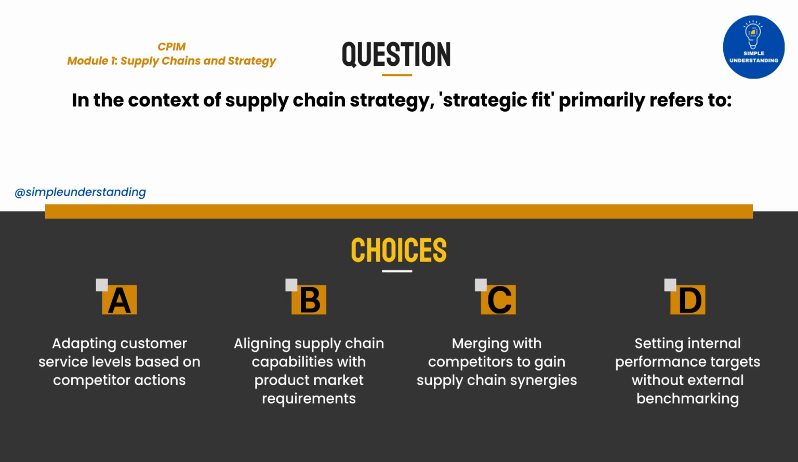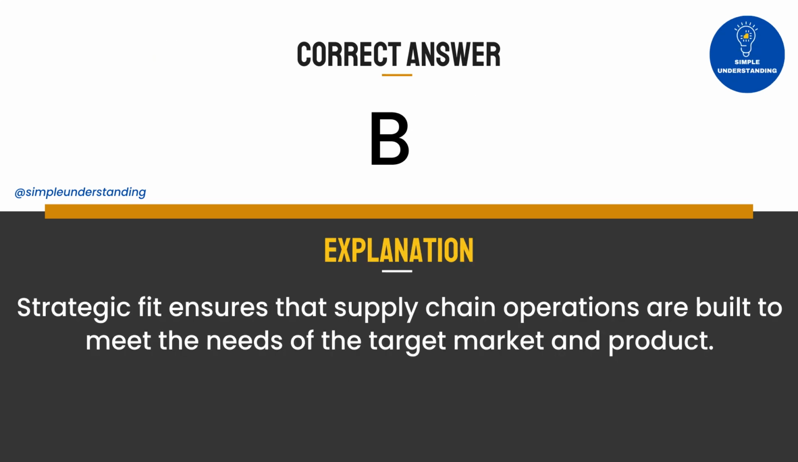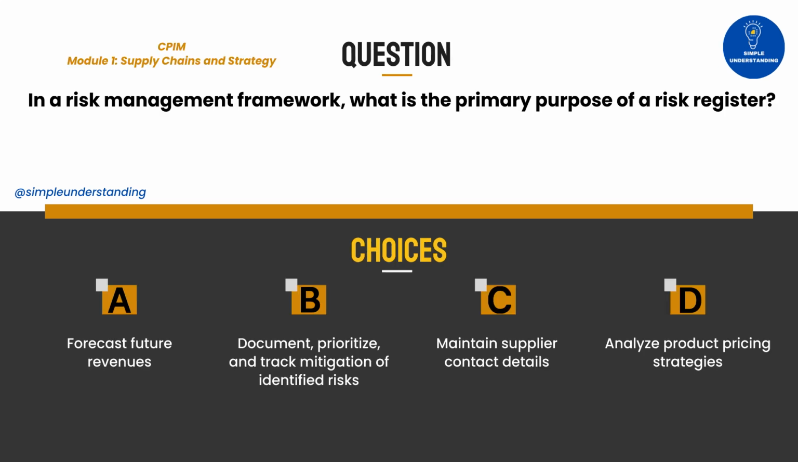Question 18. In the context of supply chain strategy, strategic fit primarily refers to A. Adapting customer service levels based on competitor actions. B. Aligning supply chain capabilities with product market requirements. C. Merging with competitors to gain supply chain synergies. D. Setting internal performance targets without external benchmarking. Correct answer, B. Explanation. Strategic fit ensures that supply chain operations are built to meet the needs of the target market and product.